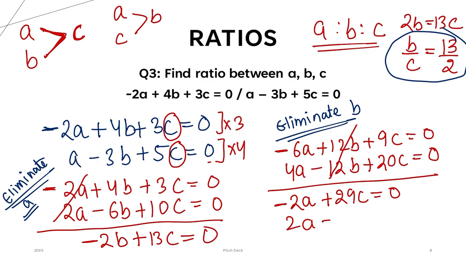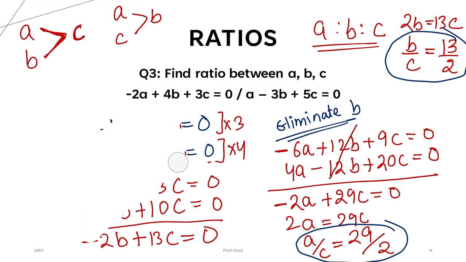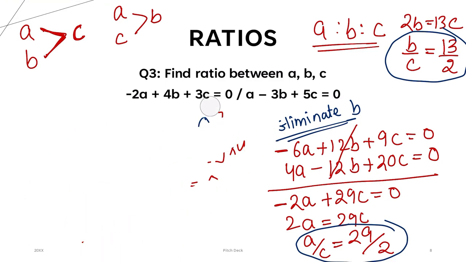So 2A is equal to 29C, A by C is equal to 29 by 2. A by C is equal to 29 by 2, and this is the other thing we have found. A by C is 29 by 2. So this part is clear.